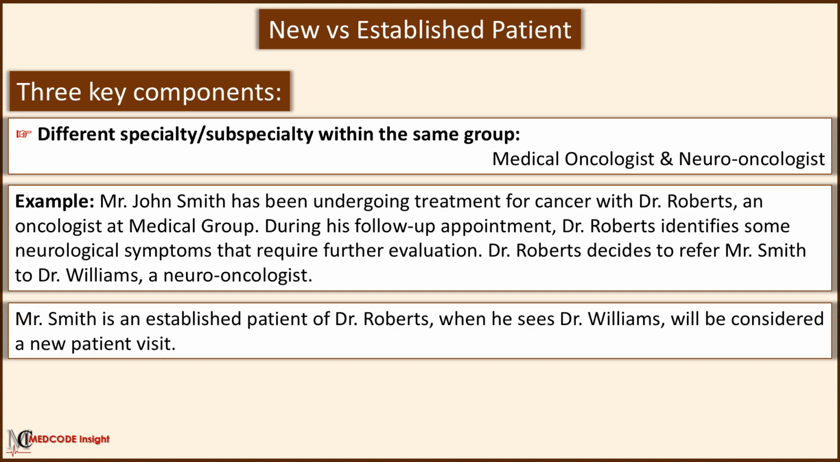Although Mr. Smith is an established patient to Dr. Robert, when he sees Dr. William, it will be considered a new patient visit. This is because he has never been seen by Dr. William before, and the referral to Dr. William is for a new type of care, especially related to neurological issues that haven't been addressed in his oncology appointments.